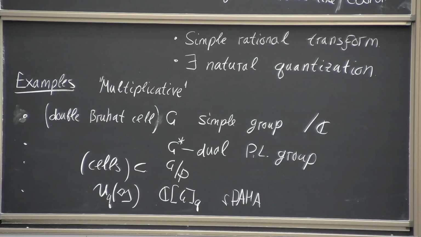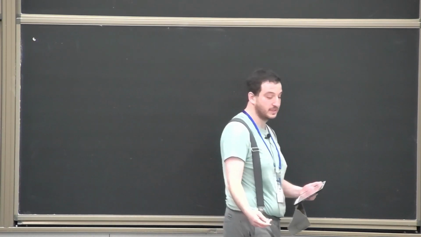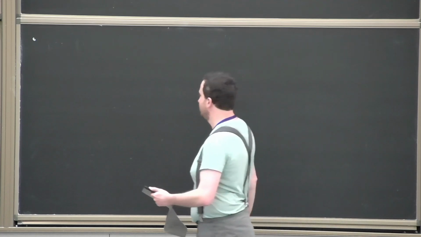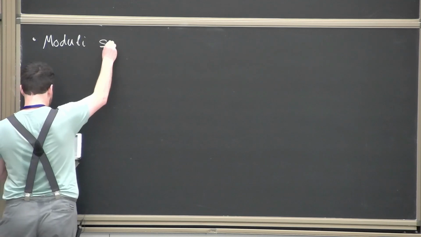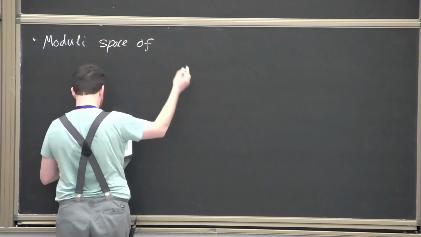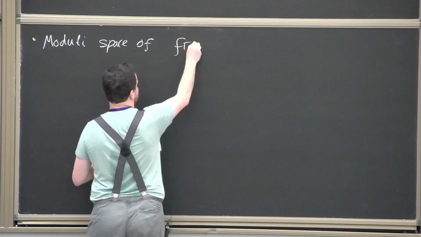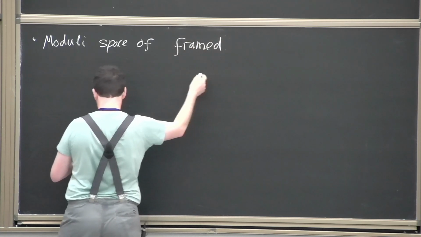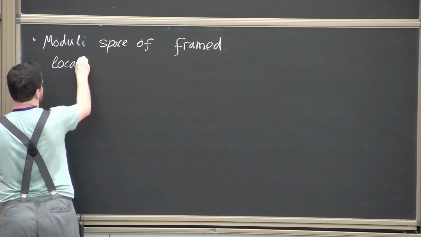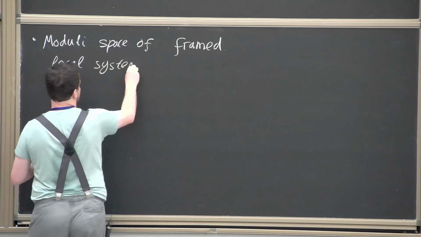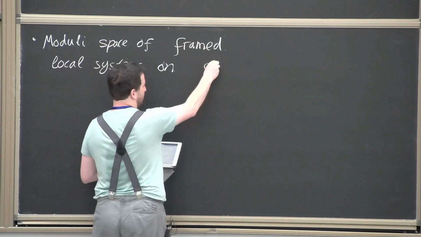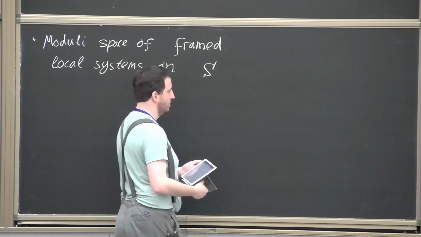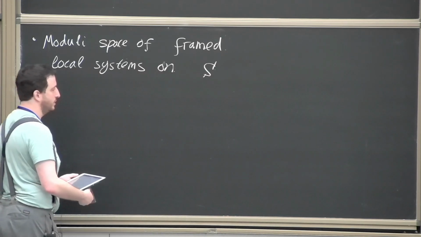Okay, and the last example, and actually it will be an example that I use mainly in my talk, it is a moduli space of, again, I need some adjective, framed local systems on a surface. Or, yes, real surface, complex curve.